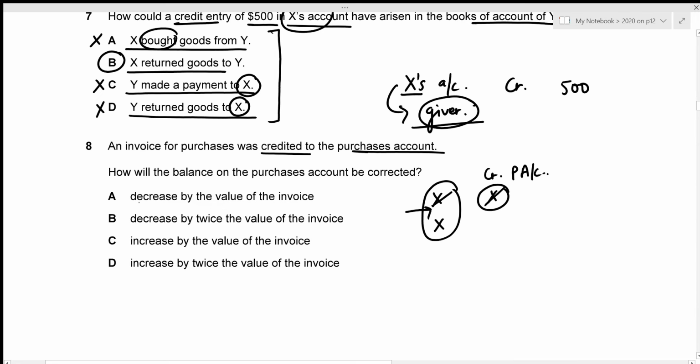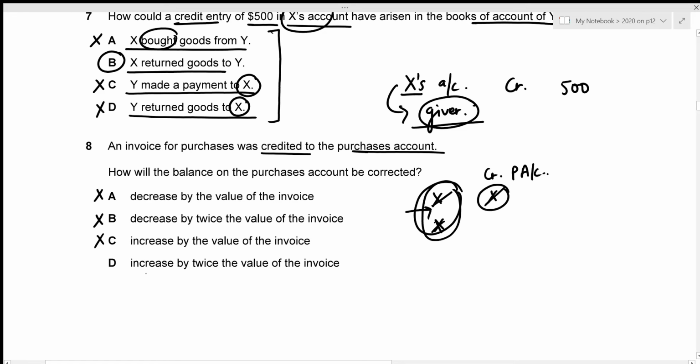The first one states that it should be decreased by the value of the invoice, but we are adding it, right? We are increasing it, so that is incorrect. The second one states that we should decrease by twice the value of the invoice. Again, we are increasing, so decrement would definitely be an error. Third one is increased by the value of the invoice. The value of the invoice would be just X, but we are increasing it by 2x, right? So this is definitely incorrect as well.